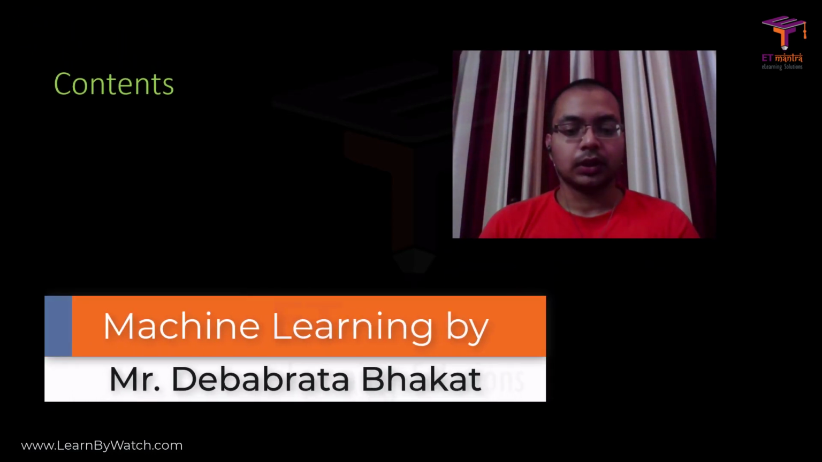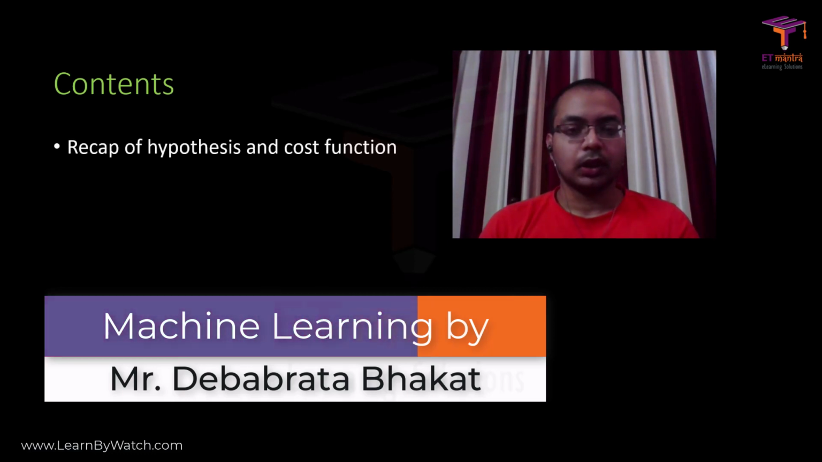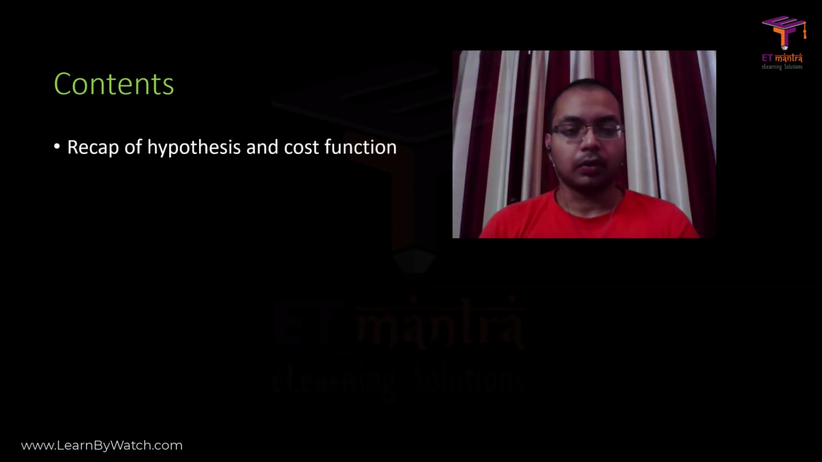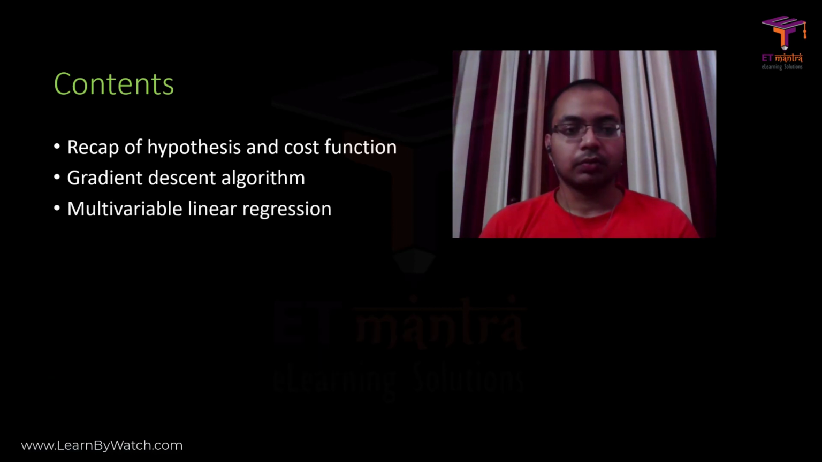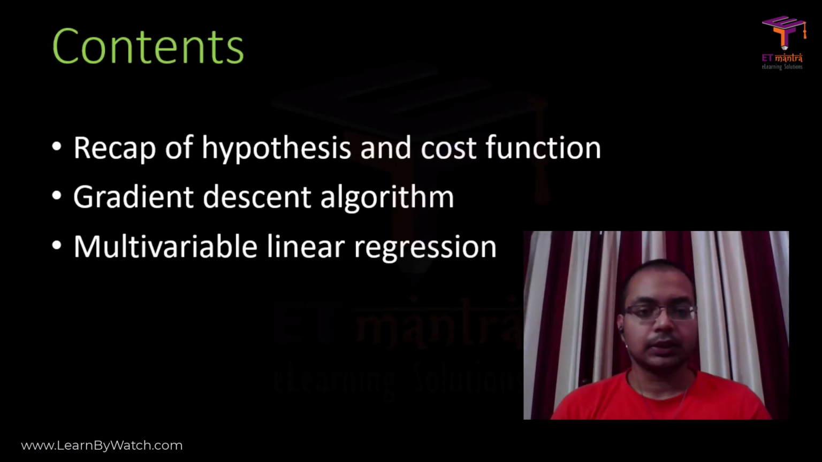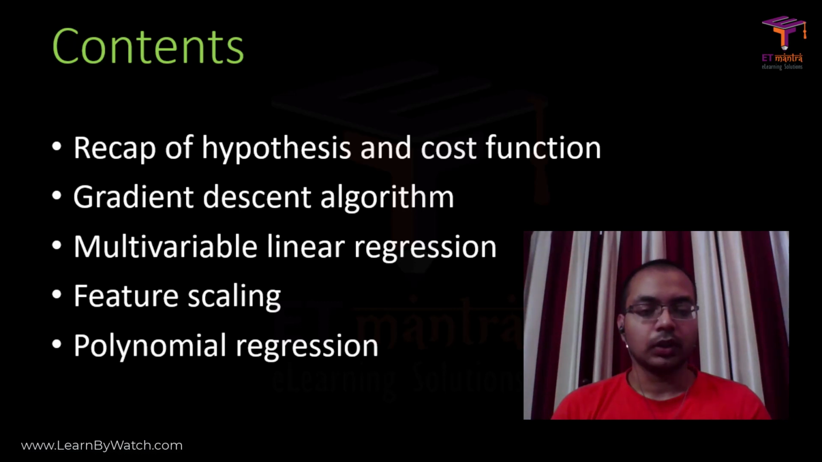Before starting, let us look at today's contents. We will have a quick recap of hypothesis and cost function. Then we'll go to gradient descent algorithm. We will look at multivariable linear regression and how feature scaling is important in multivariable linear regression. We'll see polynomial regression as an extension of linear regression. And finally, we will look at normal equation and its pros and cons.